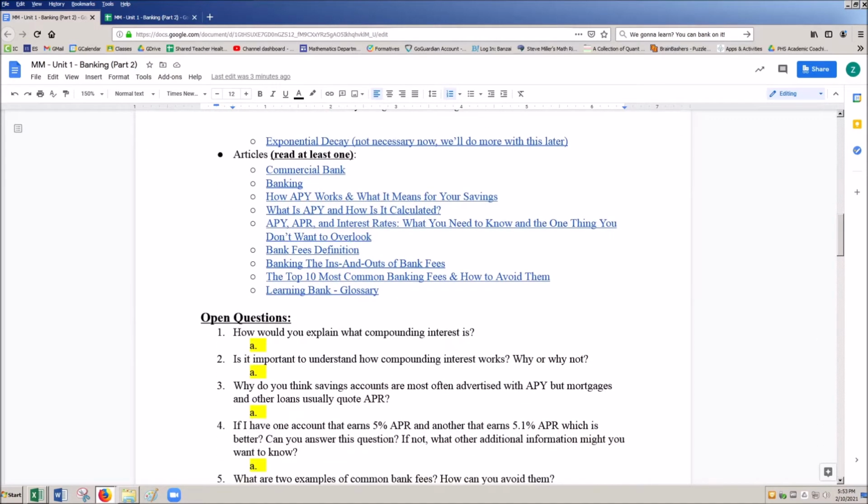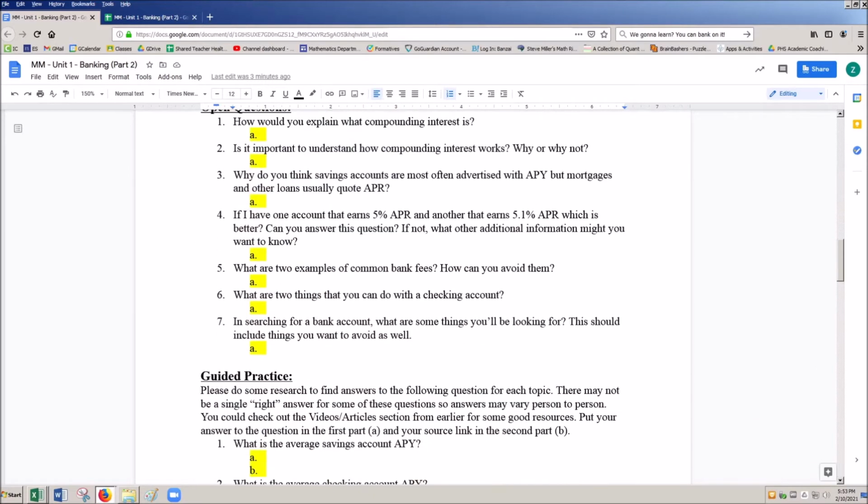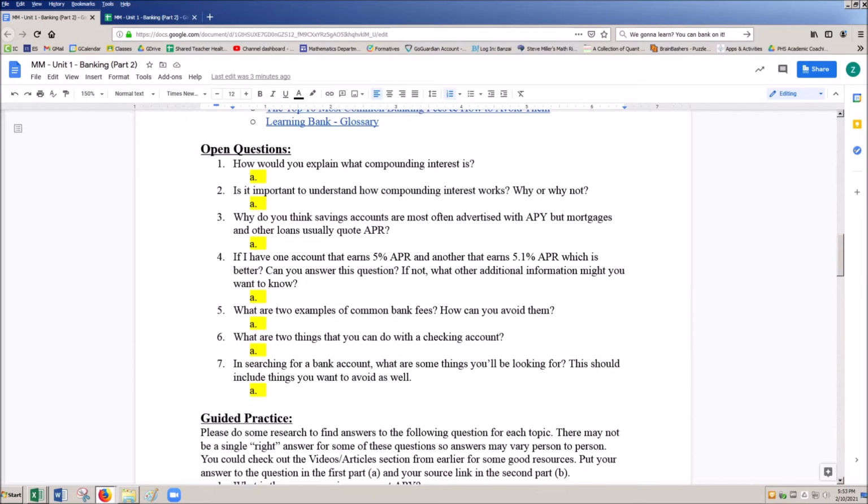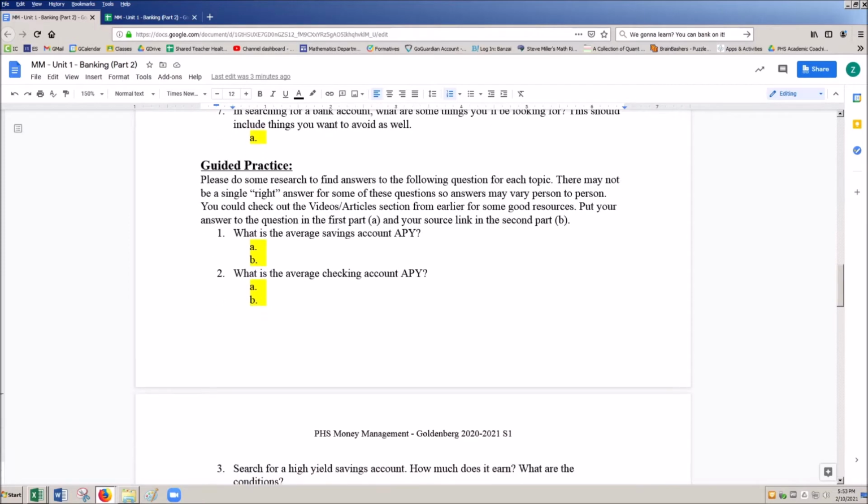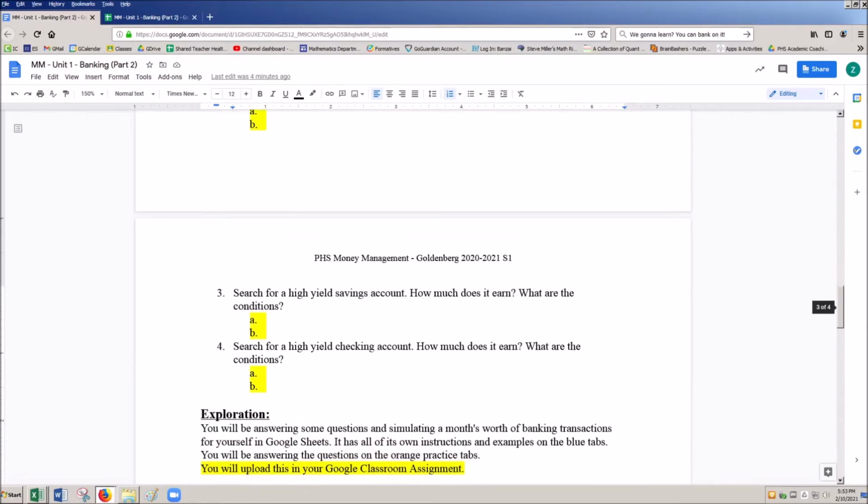Here we have some articles you can check out, and then some open-ended questions. Again, from that information hopefully you now have a better idea of how to provide an educated answer, but it's your own answer. Some guided practice items here. So part A is your answer, part B is the source. Basically just a URL link is fine for that, it doesn't need to be anything fancy.